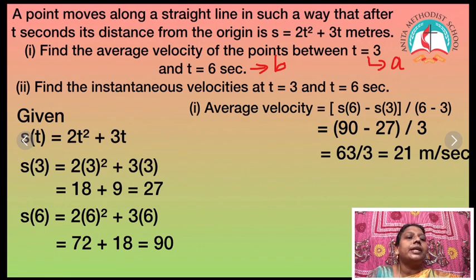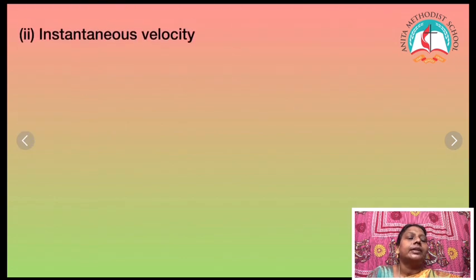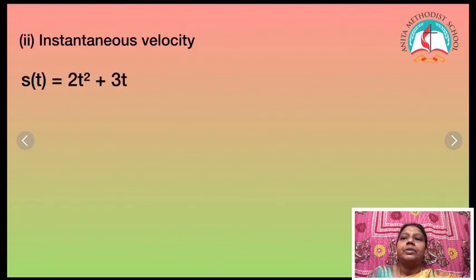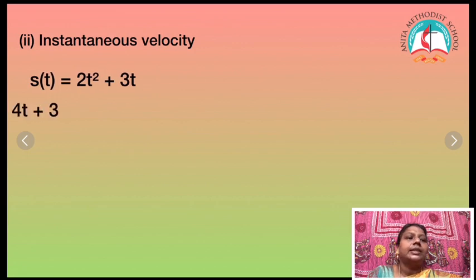Now we are going to find the instantaneous velocity. What is instantaneous velocity? It is the velocity directly at the corresponding point. Two things are given to us: t equal to 3 and t equal to 6. The equation is given to us, and I am going to substitute the values. Before that, I have to differentiate it. So S dash of t is, the differentiation of t square is 2t.